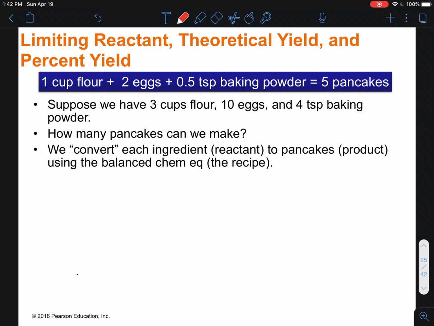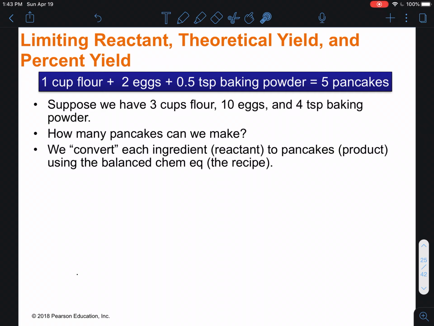So this is the last lecture for chapter 8, and we ended our last lecture. I just slightly introduced limiting reactant and theoretical yield, and I said that we were going to learn about these, and we are. Okay, so we're going to go back to this pancake example.